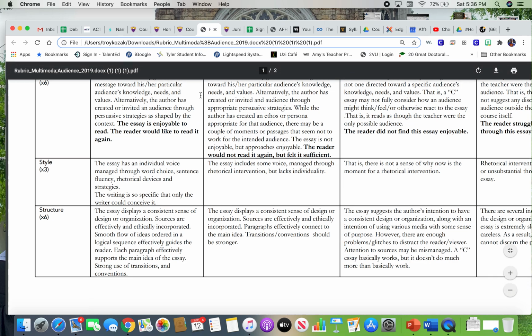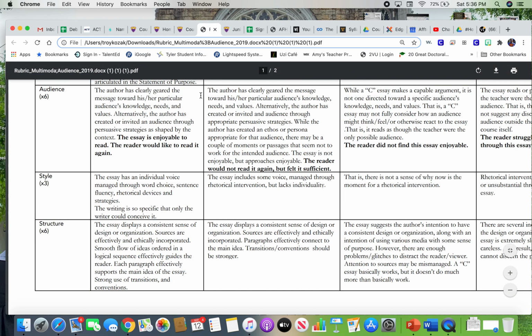Audience, just making sure that you've clearly geared your message towards a specific audience. Thinking about, like I see here, knowledge, needs, and values. So again, making sure that your audience is authentic to you, probably not me. You can really trust me to understand that I am not your target audience.